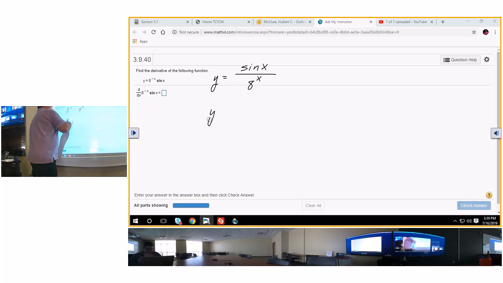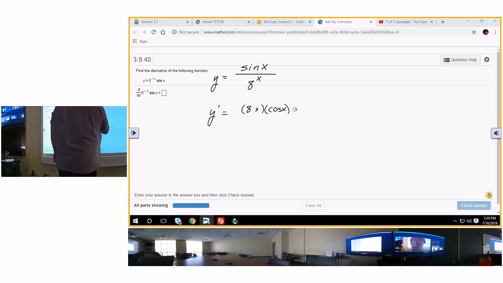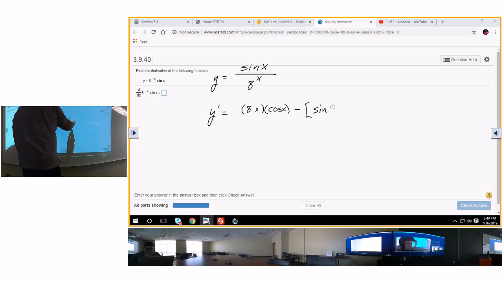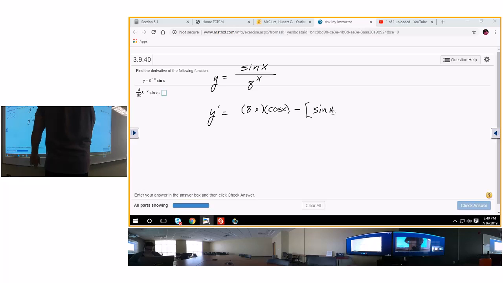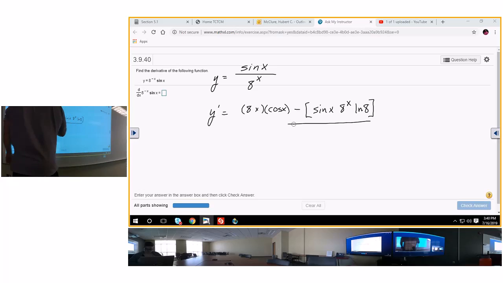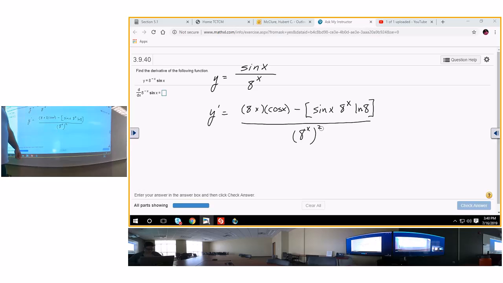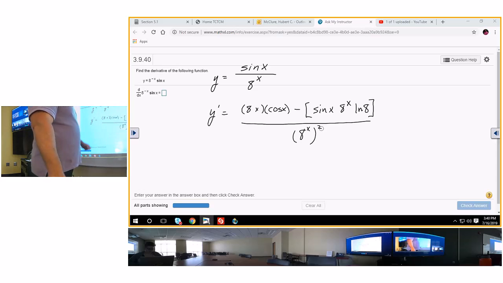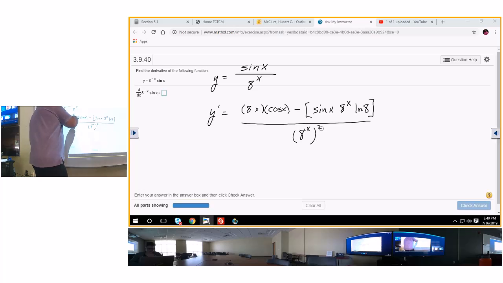That's not a big deal. And that's going to be denominator times the numerator prime. What is the derivative of the sine? Minus the numerator times the derivative of the denominator, which is going to be 8 to the x natural log of 8, over denominator squared. All right, go ahead and start working with it. You can see that the 8 to the x is going to come out.